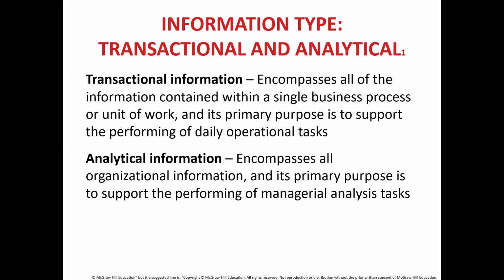Information type. There are two types of information. These include transactional and analytical information. Transactional information encompasses all of the information contained within a single process or unit of work, and its primary purpose is to support the performing of daily operational tasks. Examples include withdrawing cash from an ATM, making an airline reservation, and purchasing stocks. These could include daily sales, hourly employee payroll, product orders, shipping an order, etc.